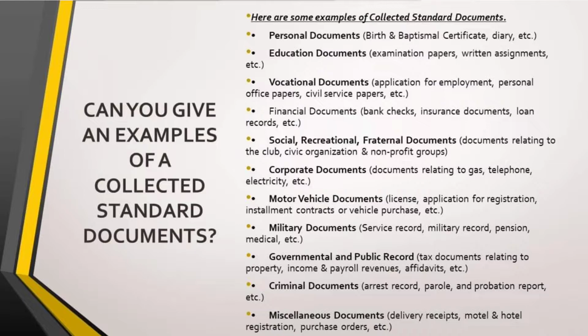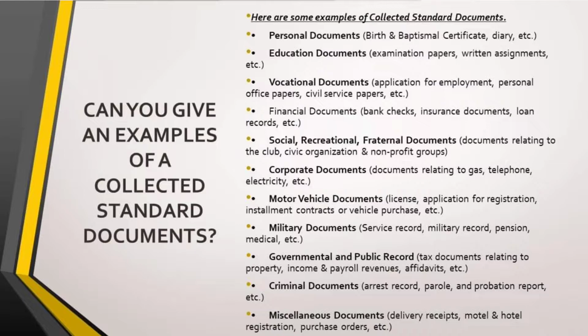Next, we have the corporate documents like documents relating to gas, telephone, electricity, motor vehicle documents like license, application for registration, installment contracts or vehicle purchase. Next, military documents like service record, military record, pension and medical. We also have the government and public record like the tax documents relating to the property, income and payroll revenue and affidavits. We also have the criminal documents like arrest record, parole, etc. and miscellaneous documents like delivery receipts, registration, purchase orders, and there are a lot more type of standard documents.